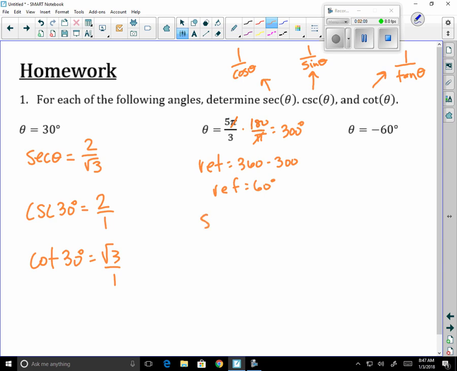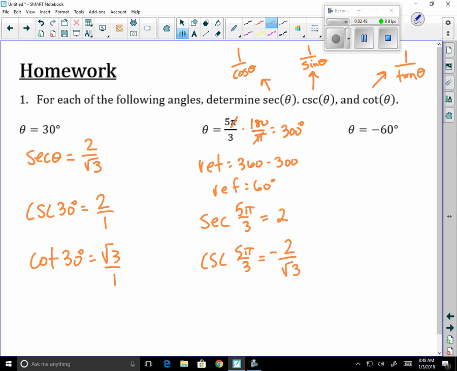So if I do the secant of 5 pi over 3, I'm thinking the cosine of 60. Well, the cosine of 60 is 1/2. So if I flip that, it becomes 2 over 1. And since I'm in quadrant 4, I know it's going to be positive 2. Cosecant of 5 pi over 3. Well, that's going to be the reciprocal of the sine of 60. The sine of 60 is radical 3 over 2. Flip it, becomes 2 over radical 3. But we all know that sine is negative in quadrant 4, therefore its reciprocal is negative in quadrant 4.